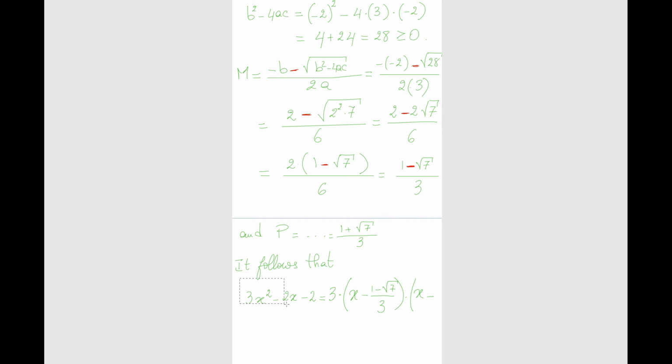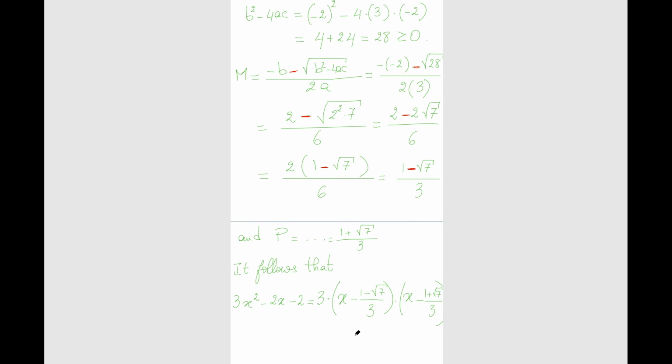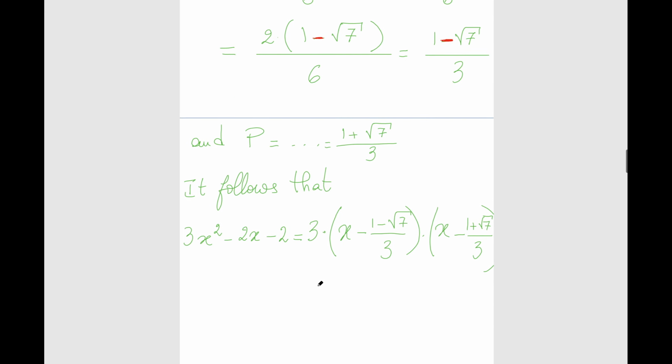So let me make some room for p. So I get what? I get 1 plus square root of 7 over 3. Okay. So that's the factored form of 3x squared minus 2x minus 2, right? So what you see on the right side is the factored form of 3x squared minus 2x minus 2.